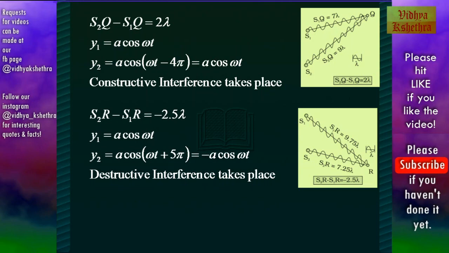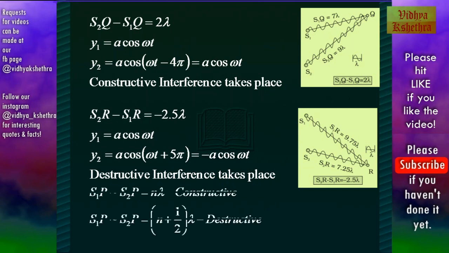Now, from these two instances, we can summarize and write the expressions as: if the difference between S1P and S2P is equal to n lambda, then constructive interference takes place. And if the difference between S1P and S2P is equal to (n plus 1 by 2) lambda, that is, an odd multiple of lambda by 2, then destructive interference takes place.